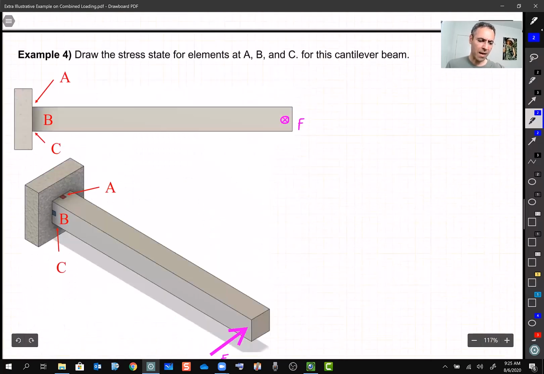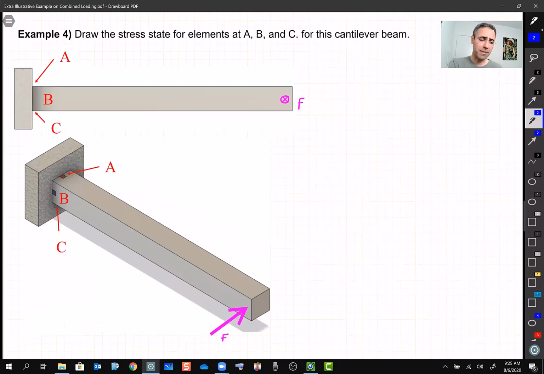So now let's change things a little bit with example 4. Now we have the same beam, but this time we are applying the load horizontally, right? Unlike the previous example, example 2, which was a vertical load. So let's draw the stress element for this one now, all right?